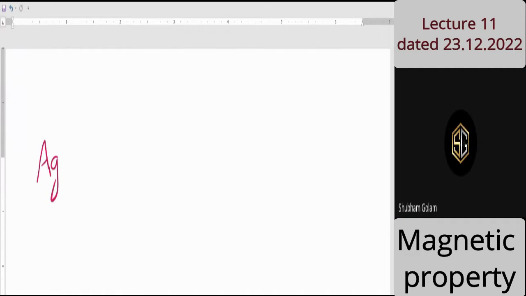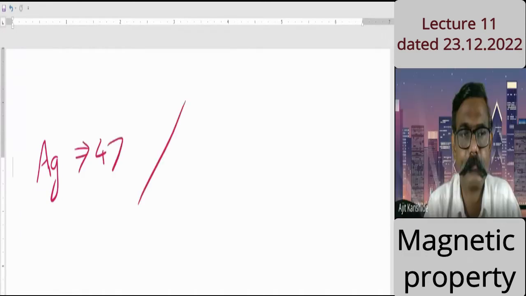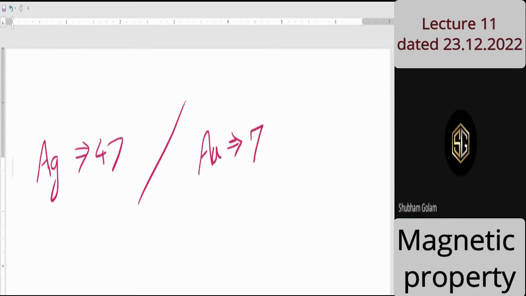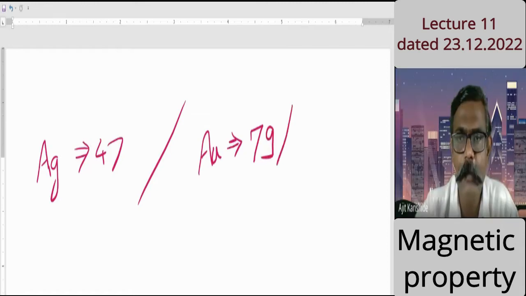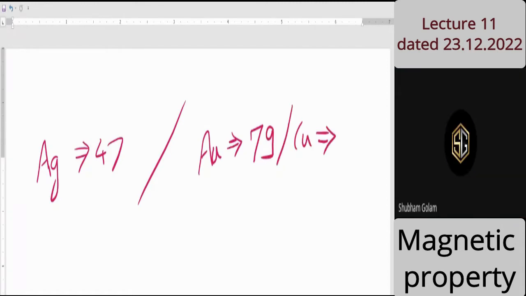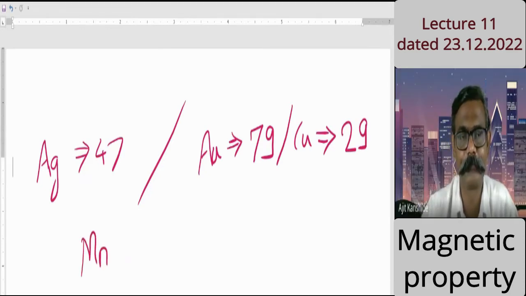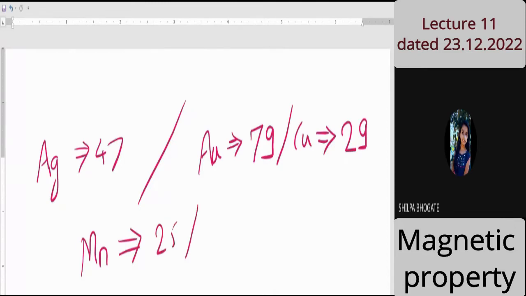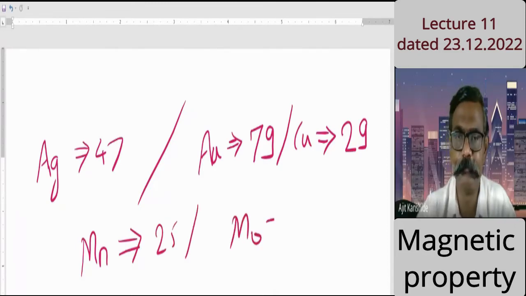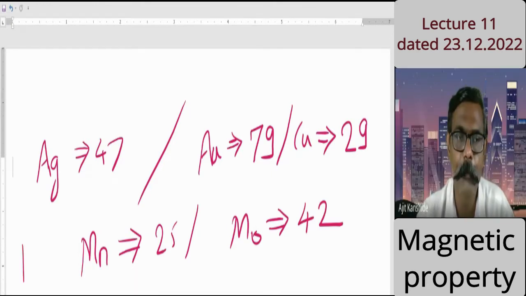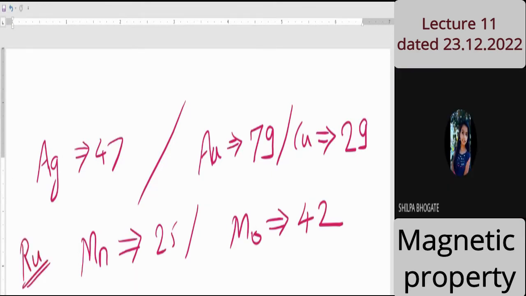47. Good. What's the atomic number of gold? 79. Correct. What's the atomic number of copper? 29. What's the atomic number of manganese? 25. What's the atomic number of molybdenum? 42. Good. What's the atomic number of ruthenium? Ru? 44. Brilliant.